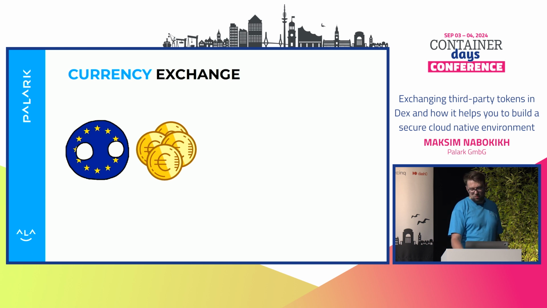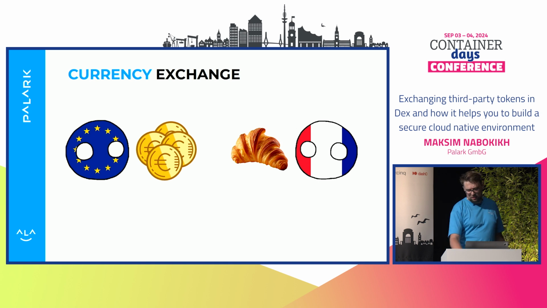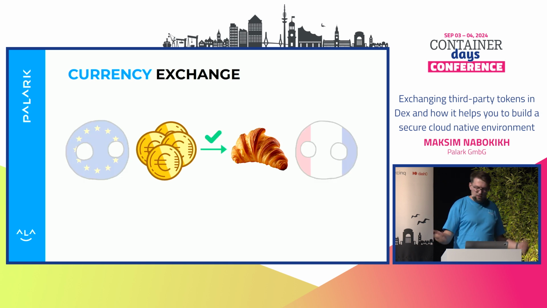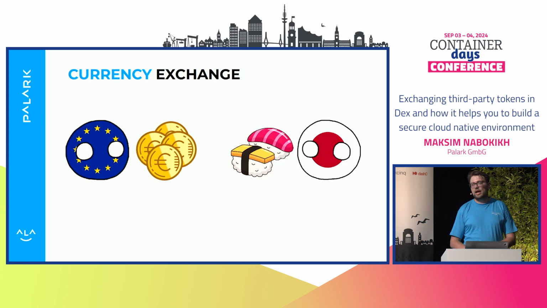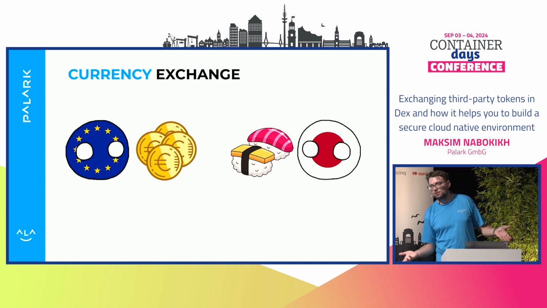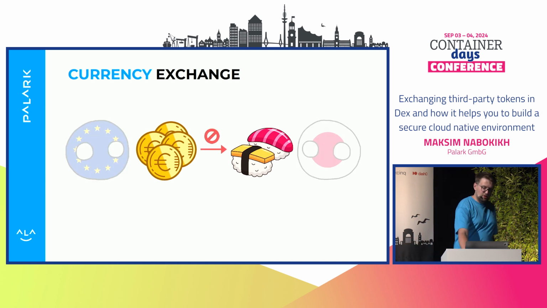So if you want to travel to France and buy a croissant, it's possible, right? But what if you want to go to Japan and enjoy sushi? It will not work because there is a different currency. And in our world, we have many different currencies because of geopolitical reasons, because it's just how the world works, right? We cannot have a single currency everywhere.